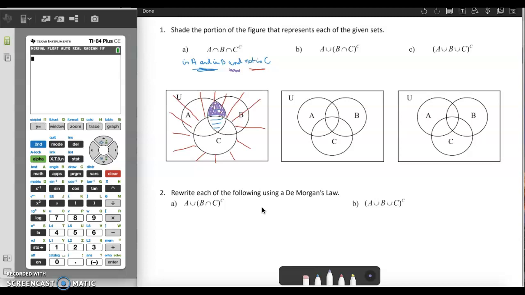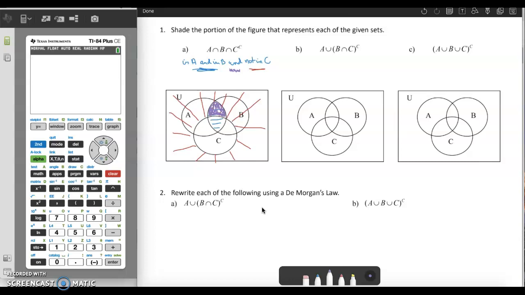So color coding can help on these just like it can when you're graphing inequalities. Okay, let's look at the next one. This one says A union, and then in parentheses B intersect C, close the parentheses, complement.